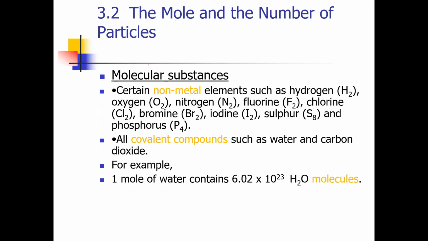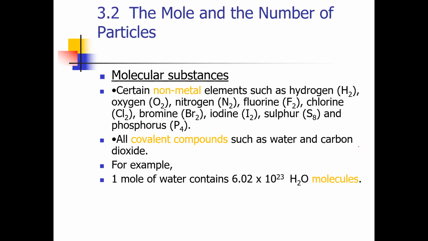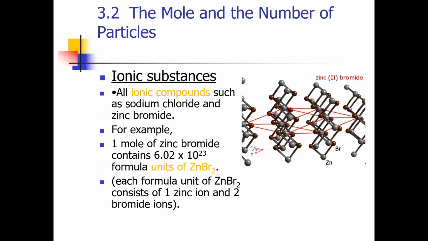So if teacher's doing atom, 1 mole of sodium will have 6.02 times 10 to the power of 23 atoms. If I am doing molecule, 1 mole of water, I know water is a molecule. I will have 6.02 times 10 to the power of 23 water molecules. Teacher's point here, which I mentioned just now, is you must have the correct substance. So here will be 1 mole of zinc bromide. I told you it has two names, so it's an ion. It will have 6.02 times 10 to the power of 23.